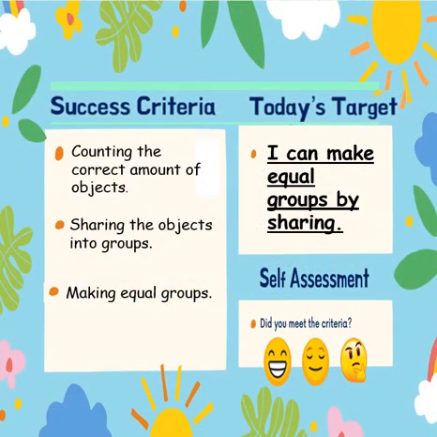Okay, so today is going to be a practical lesson, and your target is to make equal groups by sharing. So the things that you are going to need to do to make sure that you have met the target is you are going to have to count the correct number of objects first, then you're going to have to share them into groups, and then you're going to have to make sure the groups are equal. If you do all of those things, you will have achieved today's target. Okay, so those things are your success criteria, the things you need to do to help you have success in today's lesson. Are you ready?